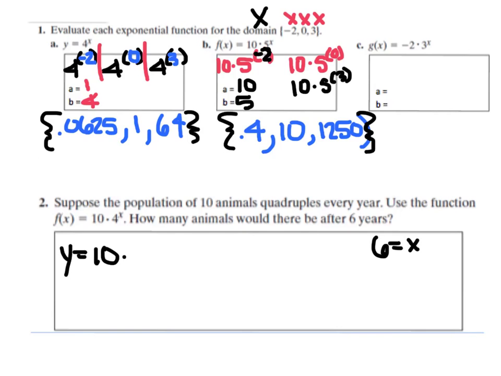y equals 10 times 4 raised to the 6th power. And let's see what we get when we do that. And the answer would be 40,960 animals after 6 years.